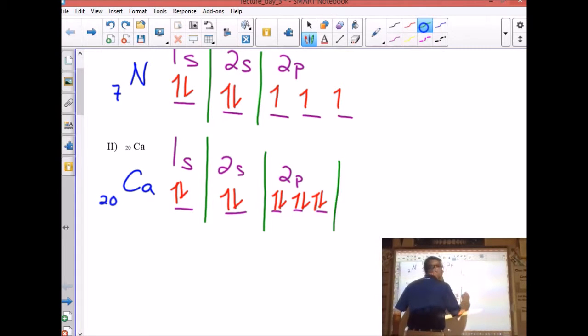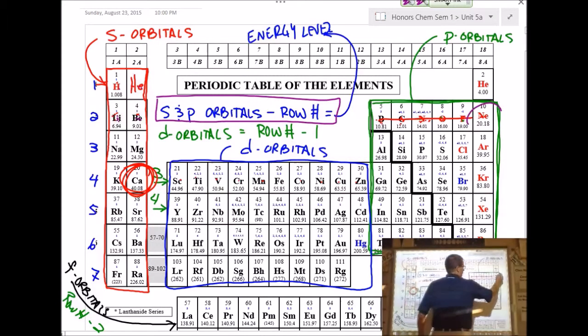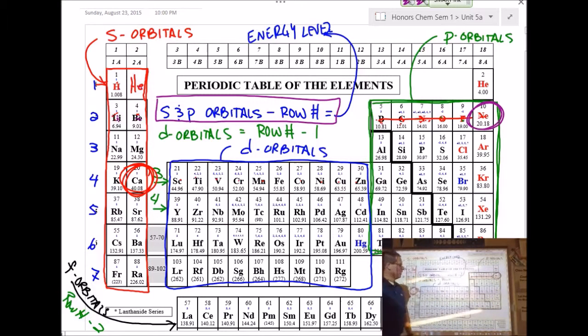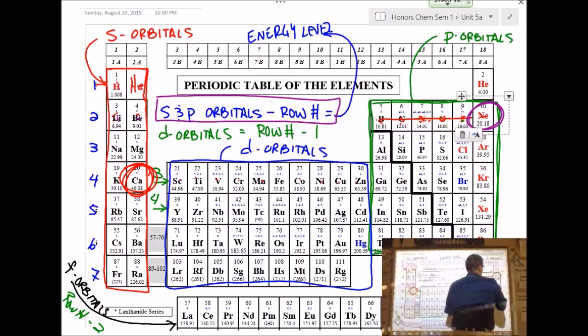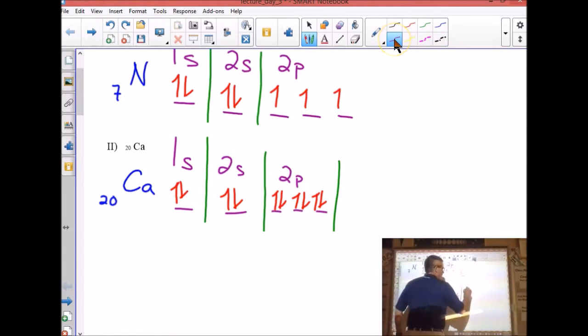All right. If I were to stop right here, what element am I representing? Who has 10 protons? Neon. So if we were to stop, this is the electron configuration we would have for neon. All right, so now we filled up the second row. Now we're ready for the third row. What do we start with? 3, since we're in the third row, and we always start with an s orbital.